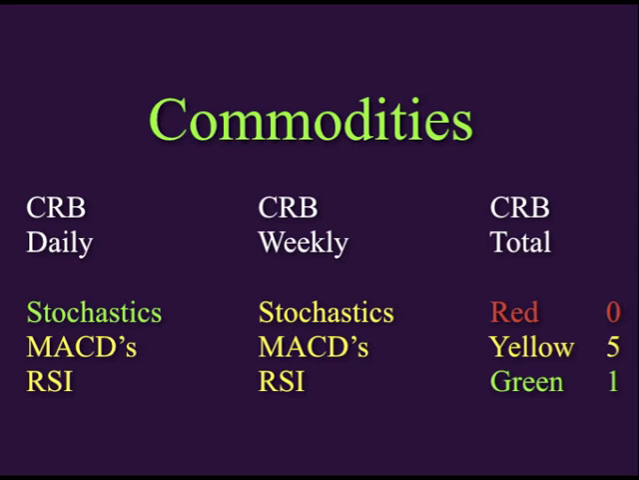And so, summing things up for the commodities, we analyzed daily charts and the weekly charts. And on the daily charts, we found that the stochastics were positive, so we gave it a green mark. MACDs and relative strength index were neutral, so we gave those a yellow mark. Over on the weekly charts, we showed that the stochastics, the MACDs, and the relative strength index were all neutral, so we gave those yellow marks. Summing things up for the CRB, we had a total of 0 red marks, 5 yellow marks, and 1 green mark.